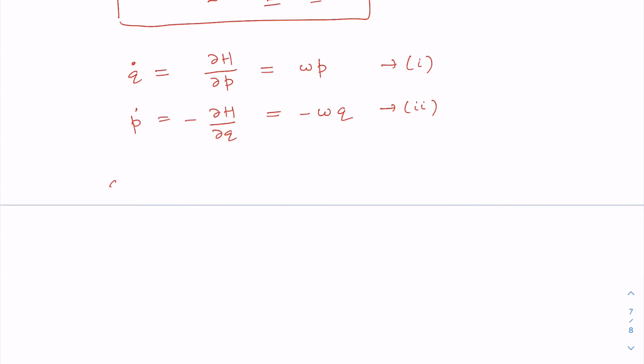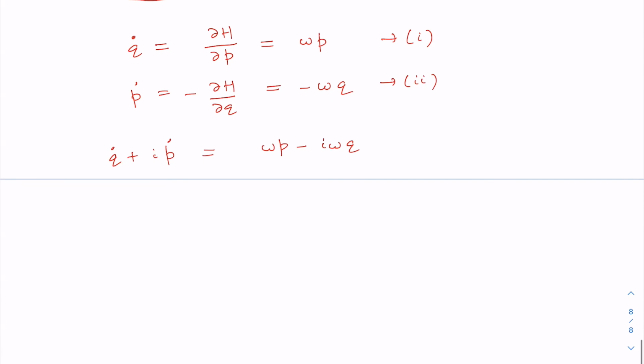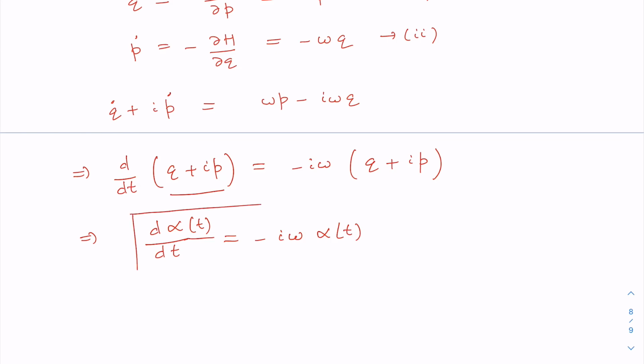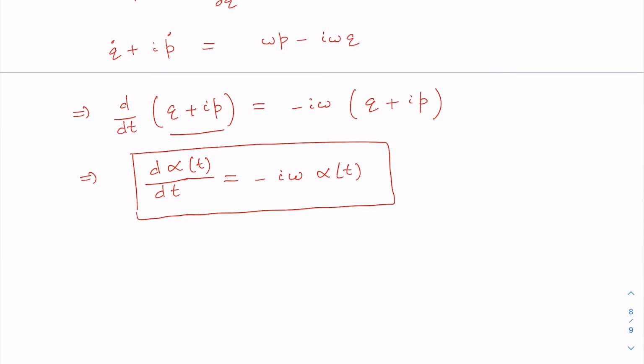If I add equations 1 and 2 such that q dot plus i p dot, then this would be omega p minus i omega q. In fact, you can recognize that what I am actually doing is d/dt of q plus ip, and this I can write as minus i omega times q plus ip. Now you know that q plus ip is nothing but alpha, so I have d alpha dt equal to minus i omega alpha of t. This is the same equation that we obtained earlier from Maxwell equations. Now we are getting it from Hamilton's equations.